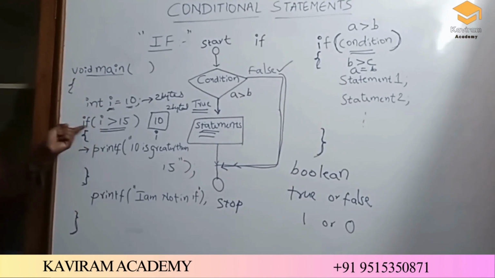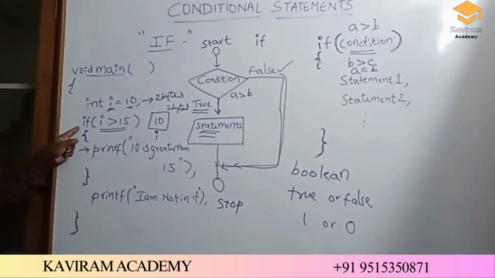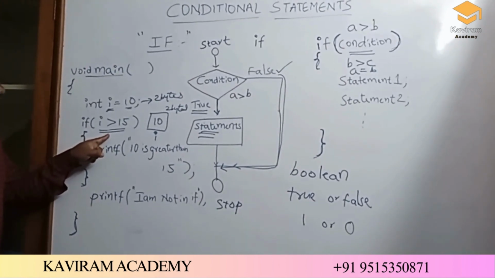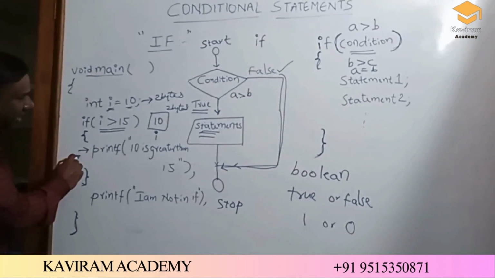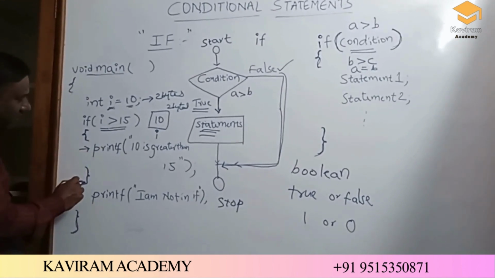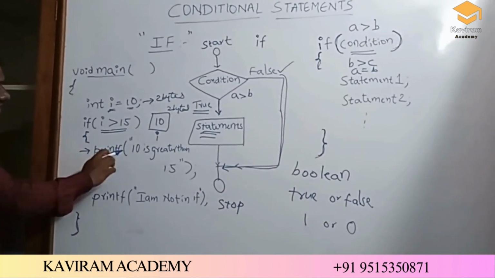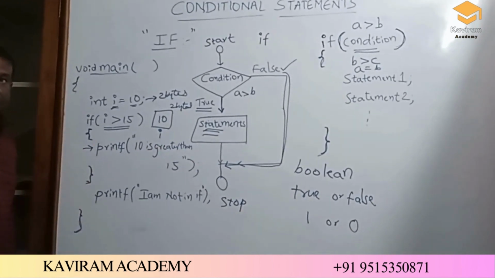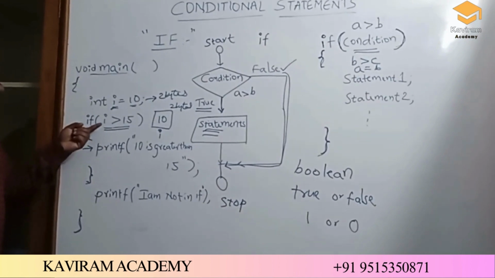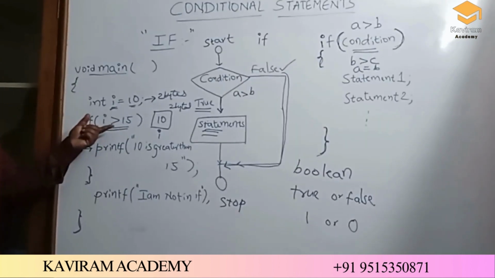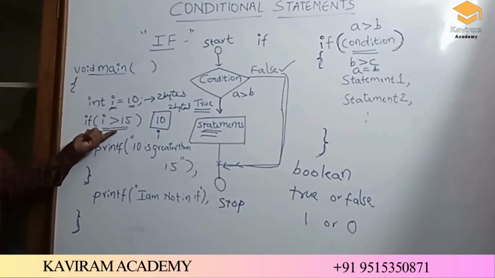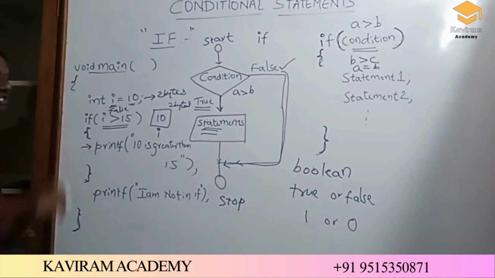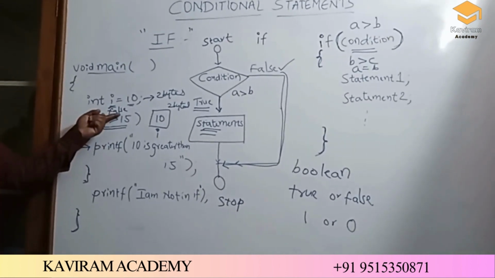Here if you can see, I have written my if case. If, and the condition I greater than 15. If this condition is satisfied, then it is going to execute the statements present between these flower brackets. Here I have written only one statement, printf 10 is greater than 15. Here you can see 10 greater than 15, the condition is false. So my if will return a boolean value of false, because the condition is not satisfied.